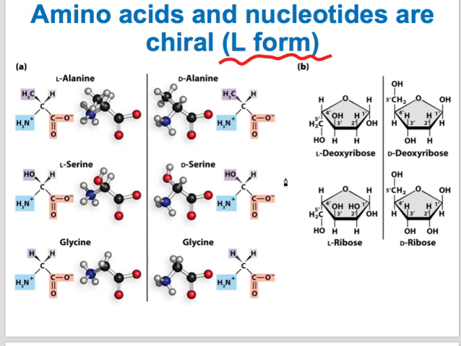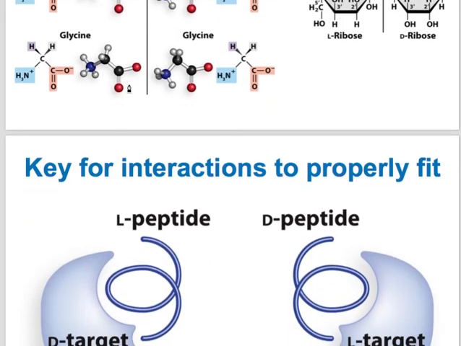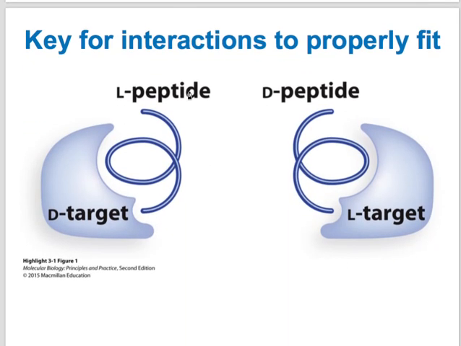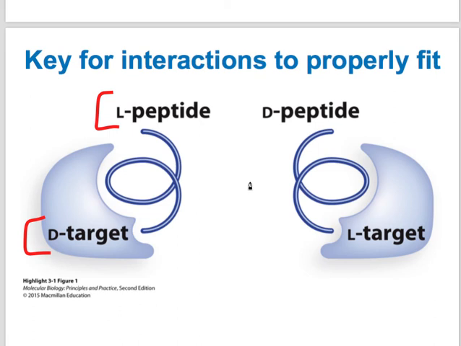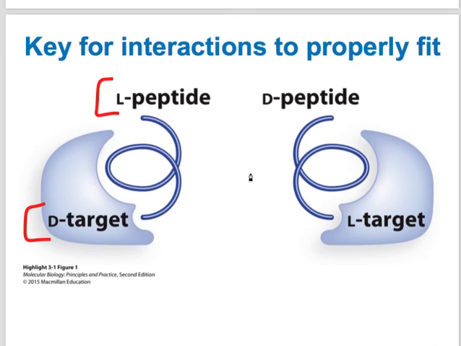But in this case, just know that anytime we're studying it, we are studying the L version of an amino acid or a nucleic acid. And as you can tell, if we switched these around, it would not fit, basically. We can make proteins and nucleic acids that do have the D conformation, the D form, and they won't work. They won't fit with their chiral opposites.